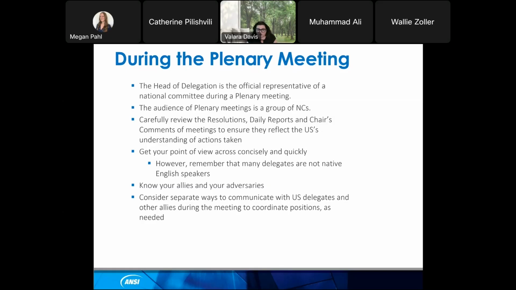Also, one of the things that we've seen that is a good way to coordinate the US positions when you have more than one person attending a plenary meeting is considering a separate way to communicate between the delegates. That could be a separate Teams chat, it could be a text chat, it could be passing notes across the table in the meeting, but just consider a way that you can communicate with each other if there are some challenges that need to be addressed. I do not recommend creating a chat within a Zoom for a virtual meeting because you could inadvertently send your message to everyone in the meeting, and that would not be a good thing.